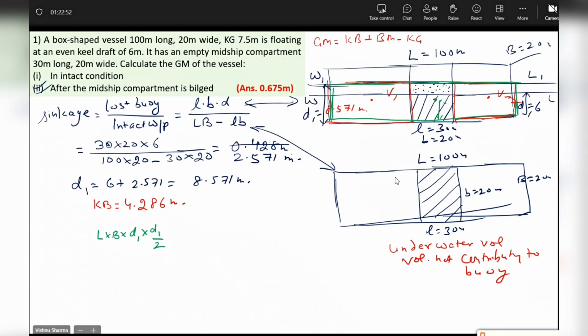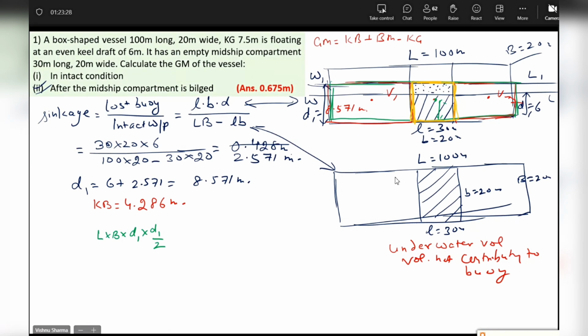L, B, D1. The small l, the small b, and D1. Tell me, from this entire green box, small b and D1. LB, D1, yes, right? Somebody said D. Does it now make sense? This is the volume under the water but not contributing to buoyancy. Do you agree with me now, beta? Is that clear now?